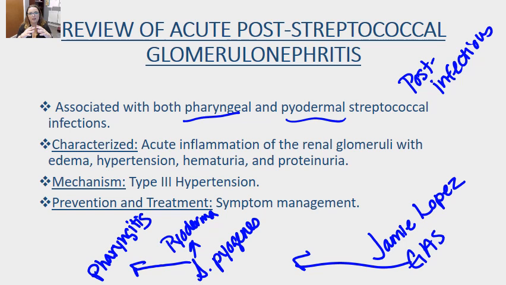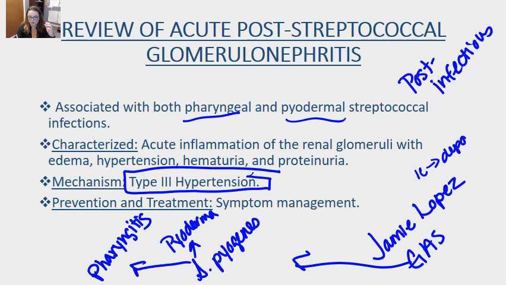It's characterized by an acute inflammation of the renal glomeruli, and you can see edema, hypertension, hematuria, and proteinuria. It is considered a type 3 hypersensitivity reaction. Once again, we're going to have immune complexes that are basically going to deposit within the glomeruli, and that's going to lead to the inflammation. The good news is that as long as you're able to support the patient's renal function and limit the inflammation, they're going to be fine and it will pass.